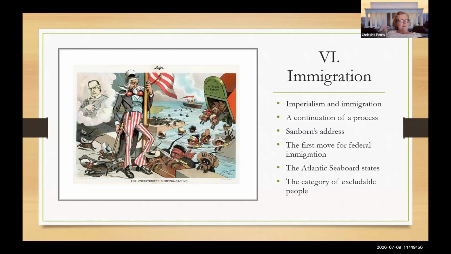In September 1876, Franklin Benjamin Sanborn, a member of the Massachusetts Board of State Charities, gave an address in support of the introduction of regulatory federal immigration legislation at an interstate conference of charity officials in Saratoga, New York.